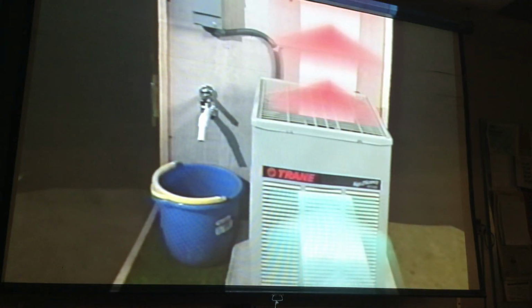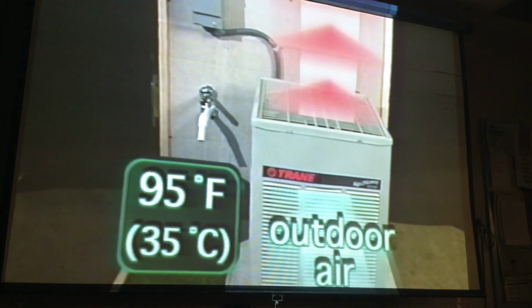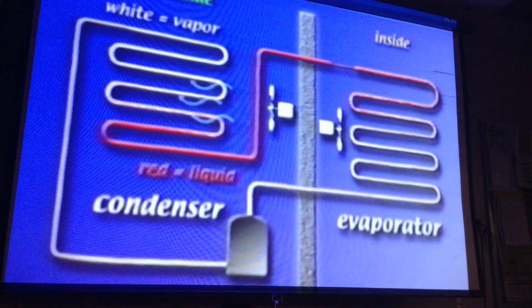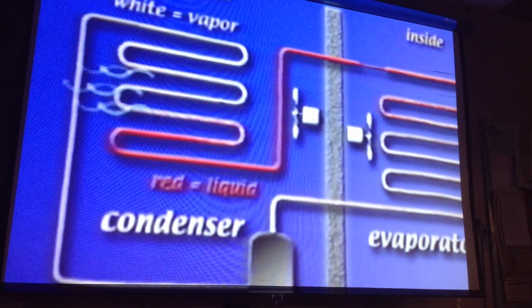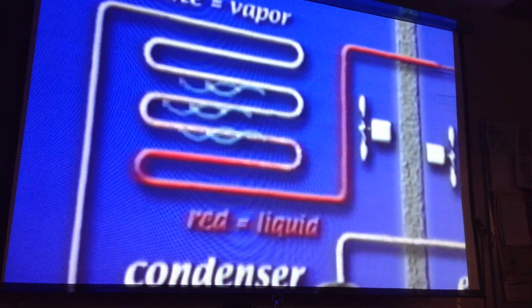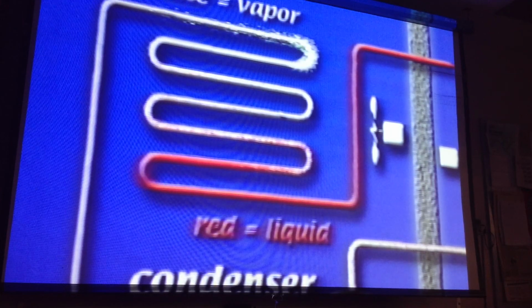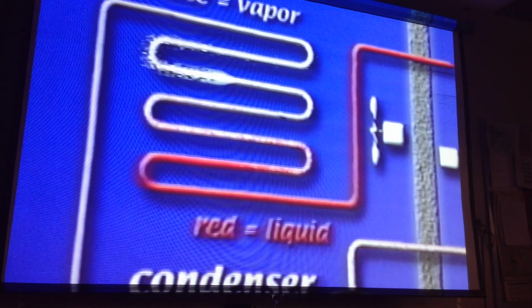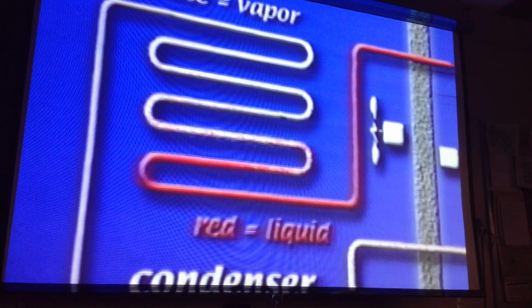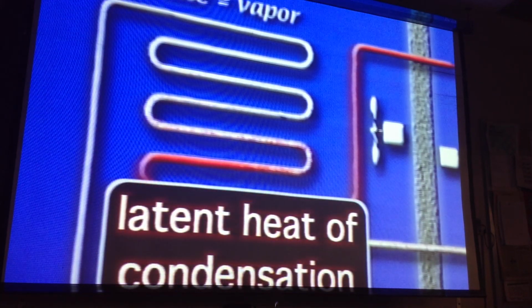This change of state occurs when outdoor air at 95 degrees Fahrenheit is forced through the condenser coils and heat is given up to the surrounding air. Because the surrounding air is cooler than the vapor refrigerant, the vapor will condense into a liquid. As vapor travels to the midsection of the condenser, it reaches the saturation pressure temperature point, and the change of state becomes latent heat of condensation.